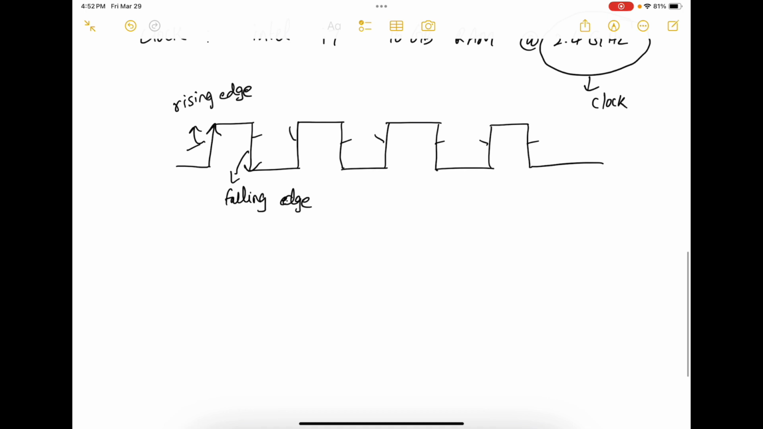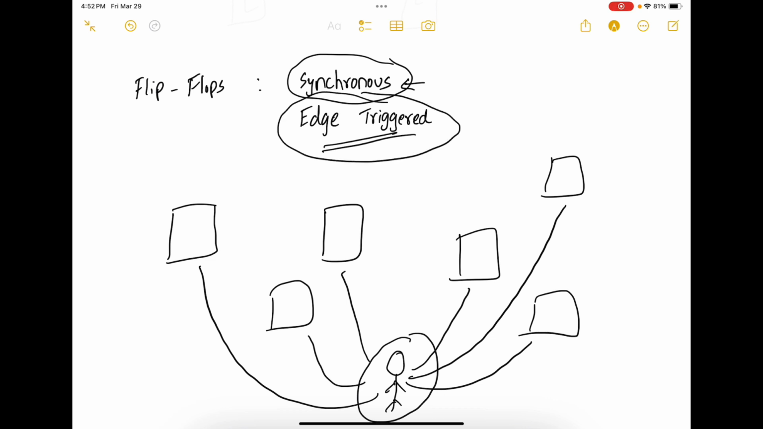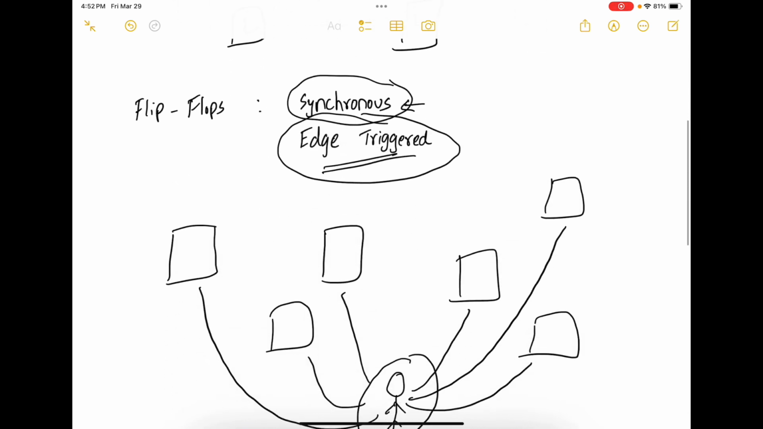Your flip-flops can either be activated by a rising edge of the clock or the falling edge of a clock. Hence, it is known as the edge-triggered component. So synchronous, that's number 1, and then edge-triggered. For the latch, you have asynchronous and level-triggered. So that is the fundamental difference between a latch and a flip-flop.